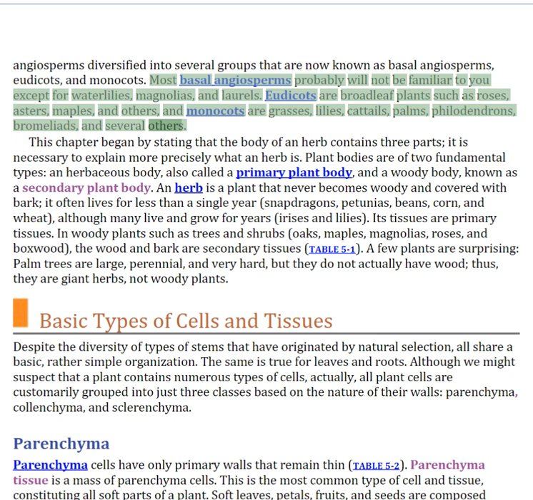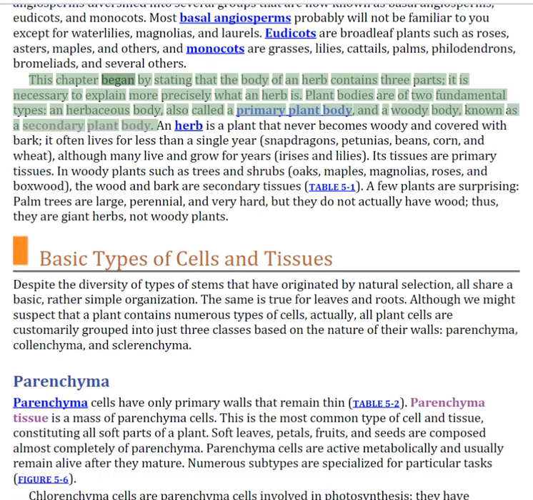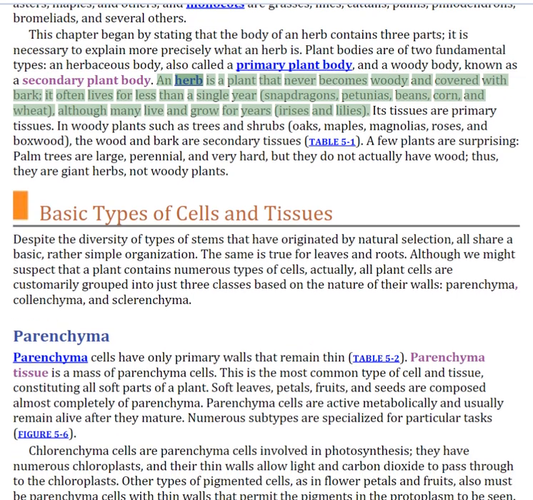This chapter began by stating that the body of an herb contains 3 parts. It is necessary to explain more precisely what an herb is. Plant bodies are of 2 fundamental types, an herbaceous body, also called a primary plant body, and a woody body, known as a secondary plant body. An herb is a plant that never becomes woody and covered with bark. It often lives for less than a single year, although many live and grow for years.